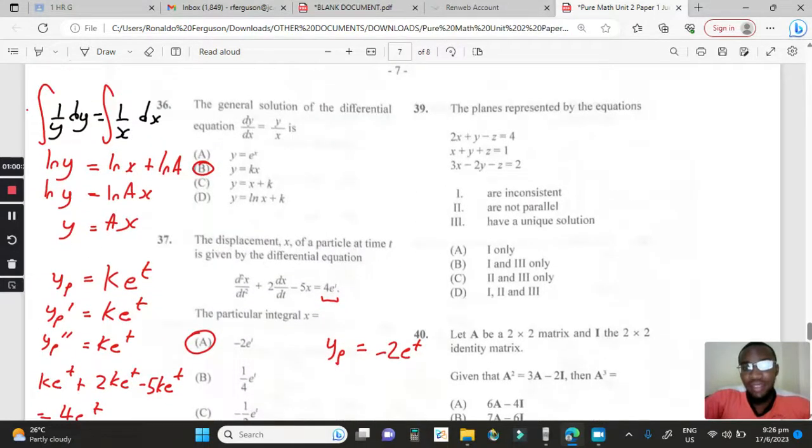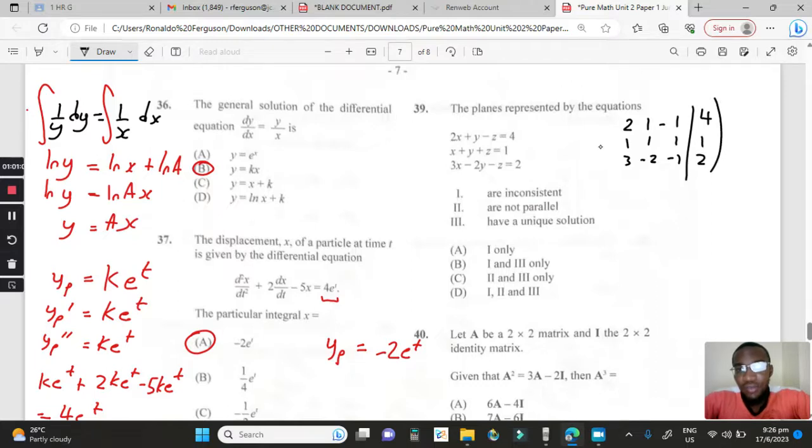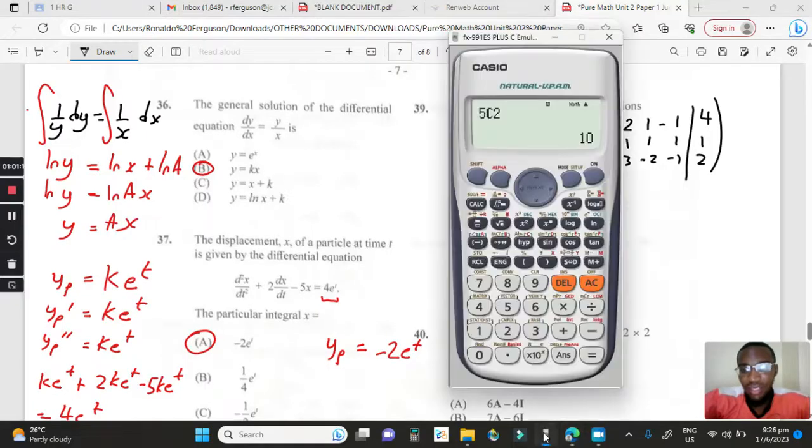So this one now, 39. What can we conclude about the planes? Are they parallel, are they inconsistent? Well, the best way to determine that is by row reducing. So I have 2, 1, minus 1, 1, 1, 1, 1, 1. I have 3, minus 2, minus 1. And this is now 4, 1, and 2. I would have just checked with the determinant. Yeah, you know what? With the calculator, let's check with the determinant first.